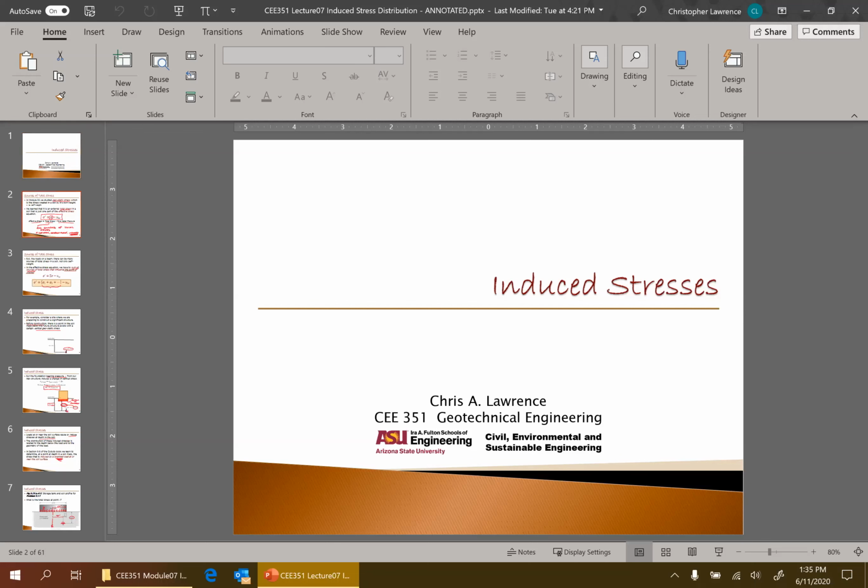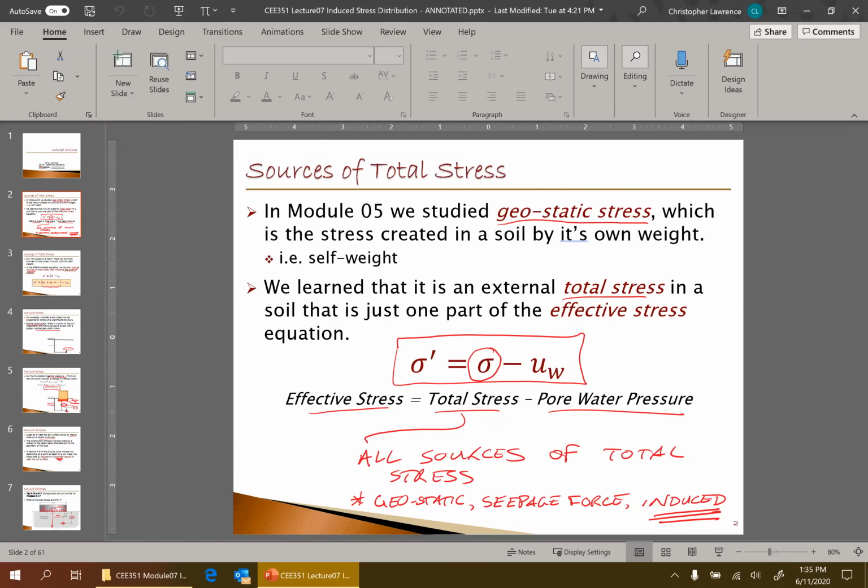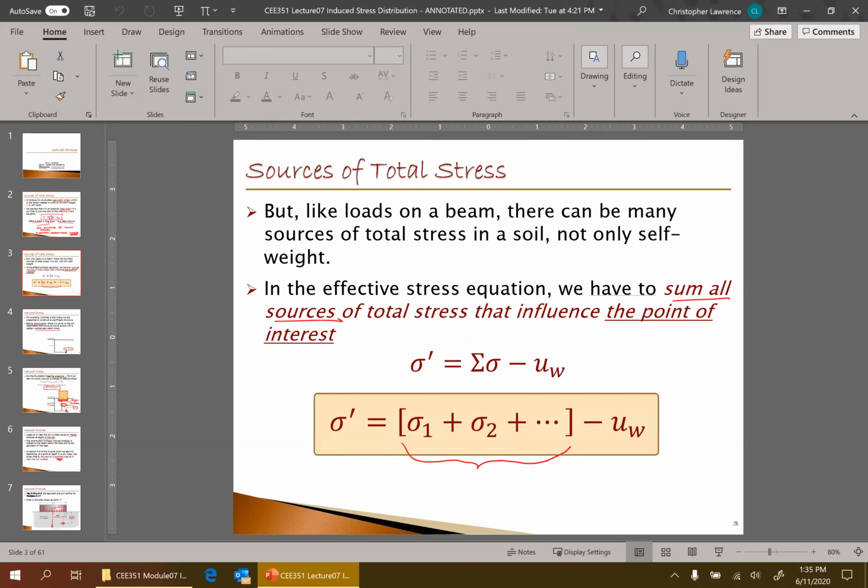And so once again, in Module 5, we focused on geostatic total stress. So only that one type of total stress, but now we're considering what happens when other things come into play, like structures, which can cause a positive increase in total stress, or even excavations, which can cause a negative influence, like a decrease in total stress. So we've gone through some of these.